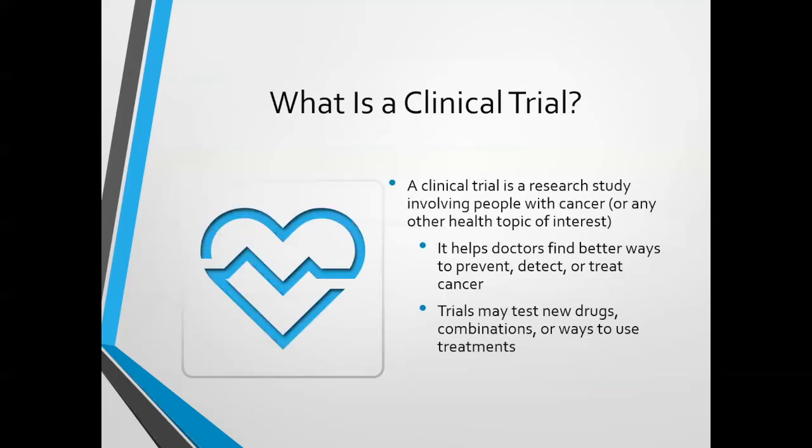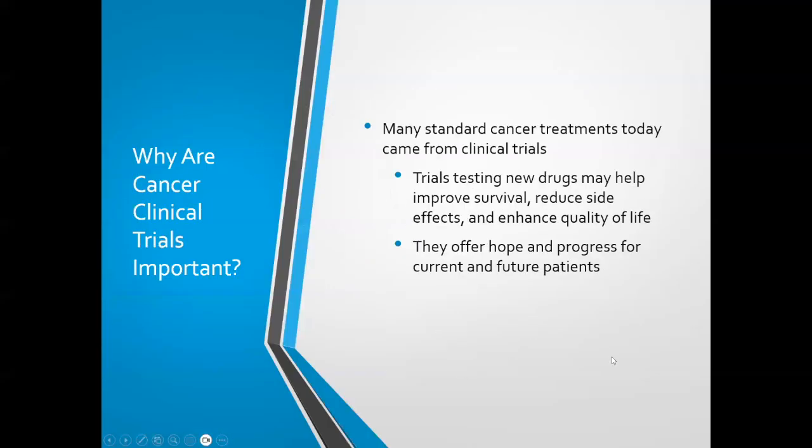So what is a clinical trial? In its most basic terms, this is a research study, and it involves people with cancer or essentially any other health topic of interest, any other health problems. It helps physicians and investigators find better ways to prevent, detect, or treat a specific condition. In our particular case, liver cancer, for example. Trials may test new drugs, combinations of drugs, or a new diagnostic test or imaging, or ways to use the treatments differently than standard of care.